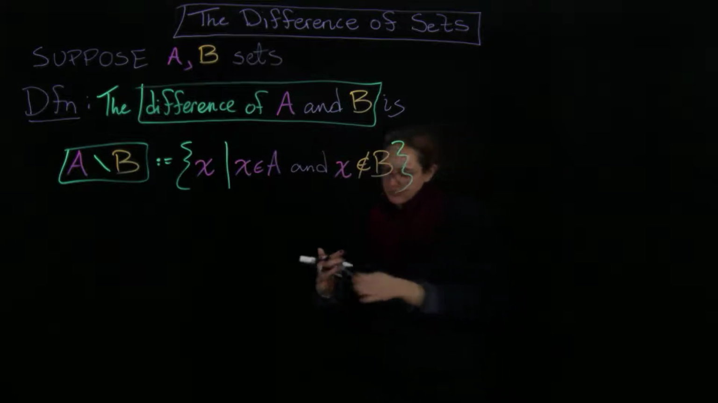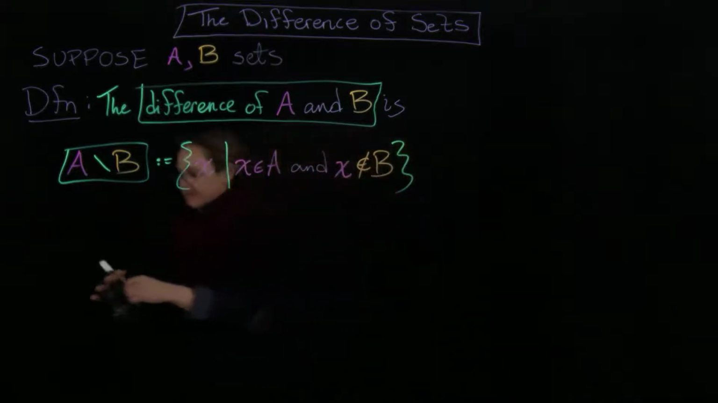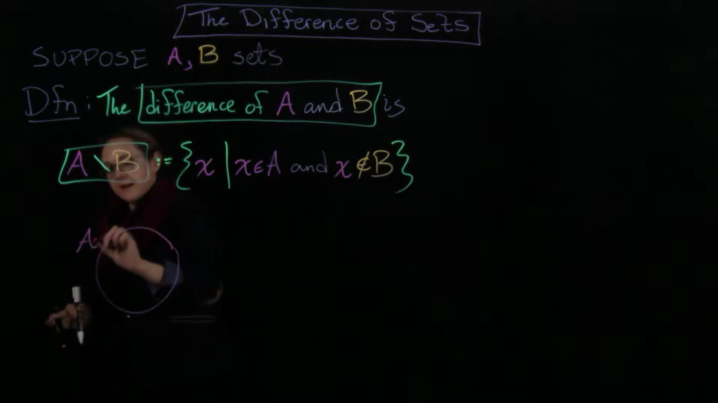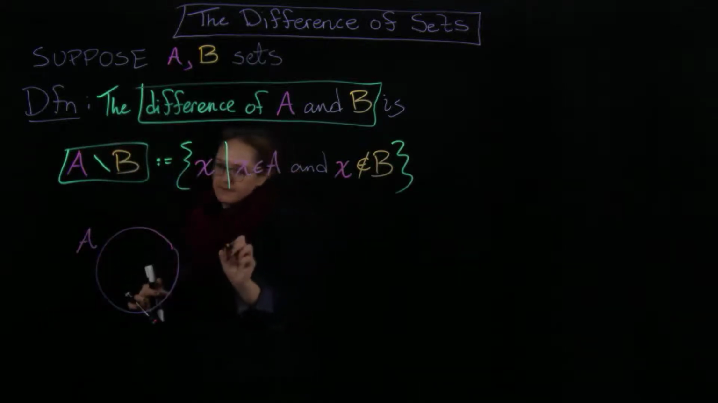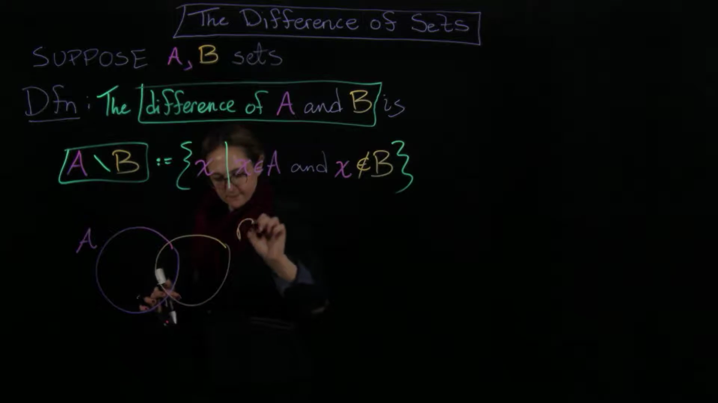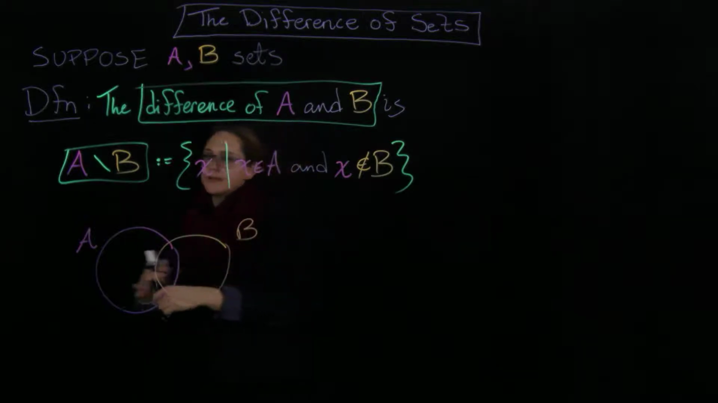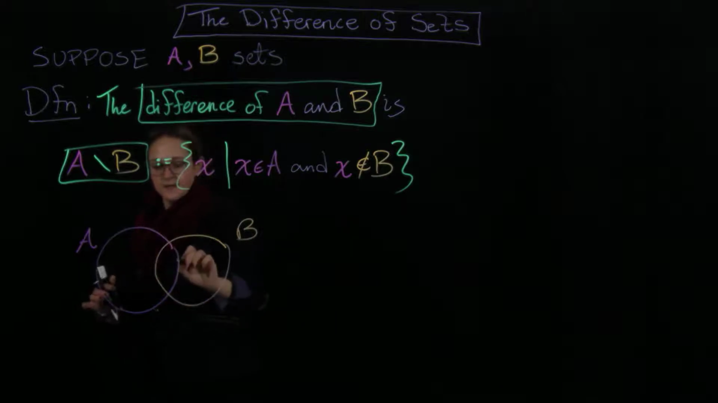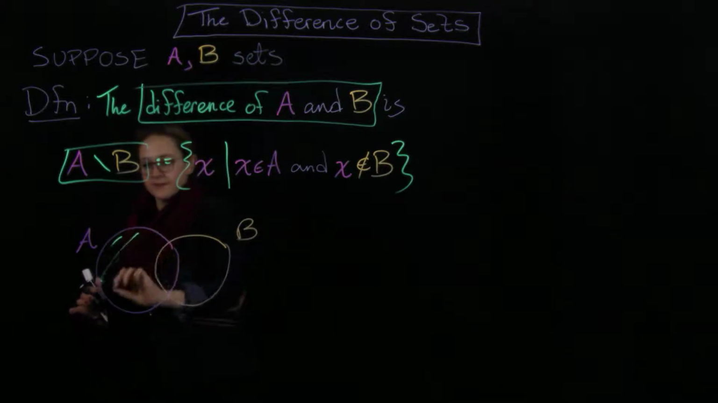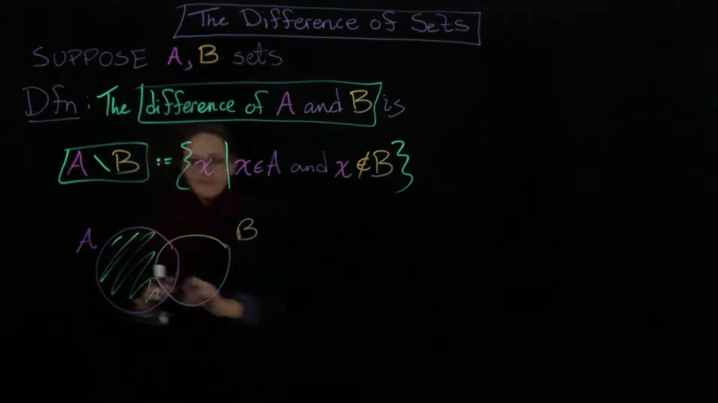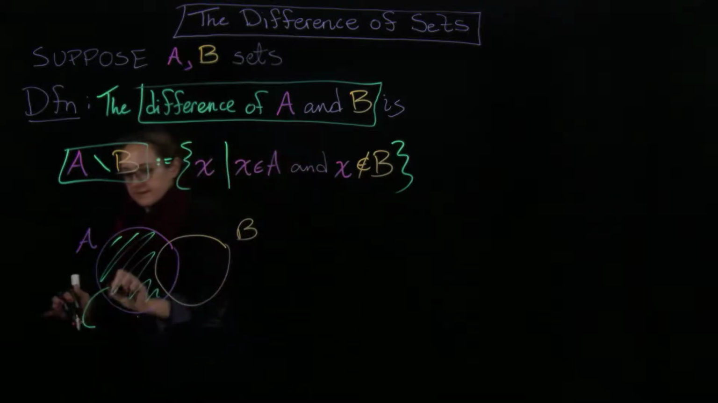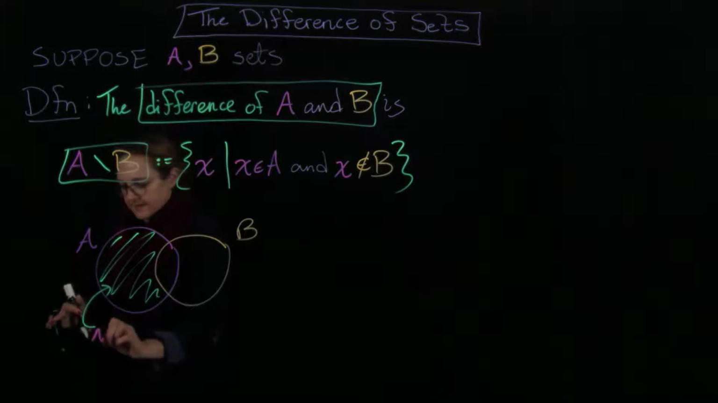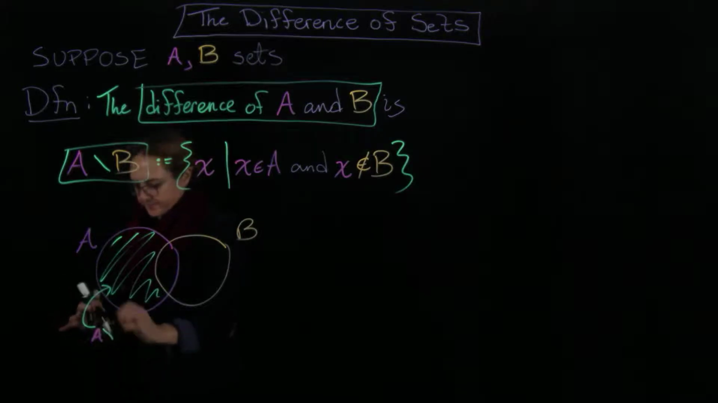The picture, a lot of times it helps people to do the Venn diagram pictures because it's a nice visualization in your mind. So we have our set A, and we have our set B. We're looking at things that are in A but not in B. So we're looking at things that are in here, but we're going to exclude what's also in B. So we're just looking at what's right there. This is the difference A without B.